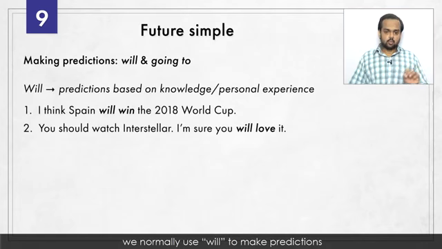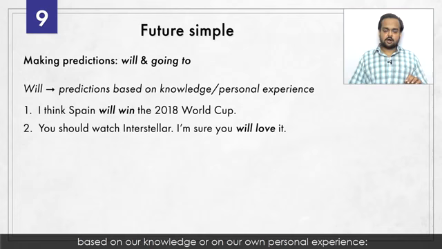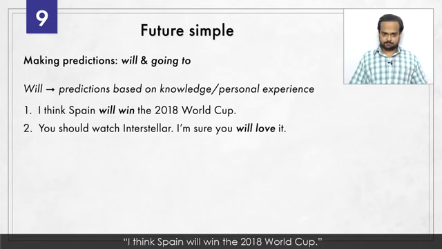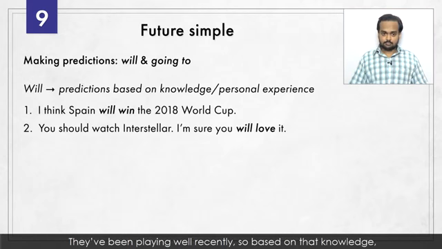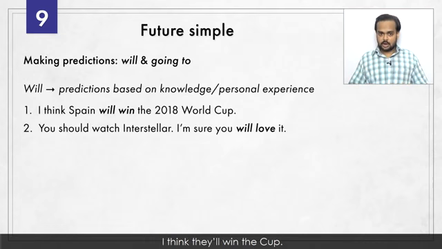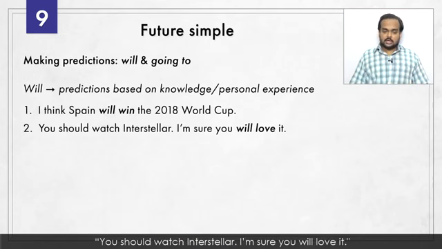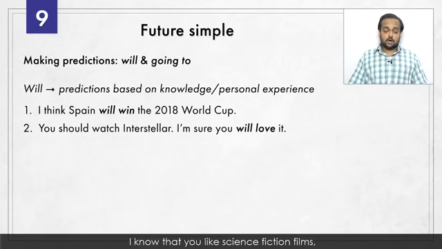We normally use will to make predictions based on our knowledge or on our own personal experience. I think Spain will win the 2018 World Cup. They've been playing well recently, so based on that knowledge, I think they'll win the cup. You should watch Interstellar. I'm sure you will love it. I know that you like science fiction films, so I'm confident that you will like this one.